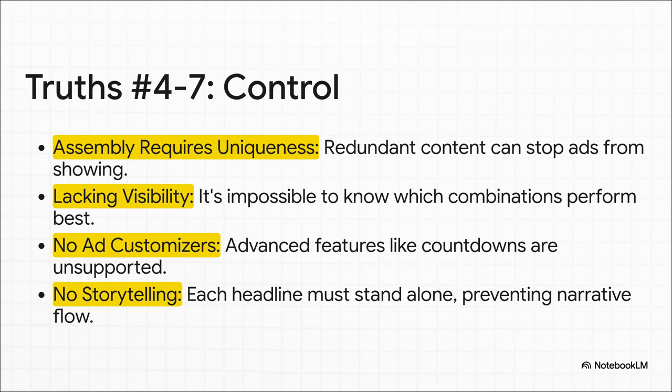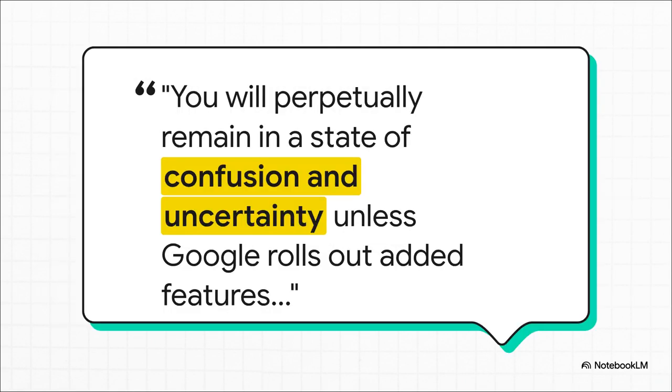Okay, so beyond just not getting seen, the next set of problems are all about control and creativity. The system can actually stop showing your ads if it thinks some of your headlines are too similar. You get zero visibility into which combinations are actually working, and a ton of advanced features that advertisers rely on, like countdown timers, nope, not supported. And maybe worst of all, you can't tell a cohesive story because every single headline has to be able to stand on its own. This total lack of visibility leads to what the analysis perfectly describes as a state of confusion and uncertainty. You've given the AI all these amazing ingredients, but you have no earthly idea what recipe it's actually using to bake the cake, or if that cake is any good.